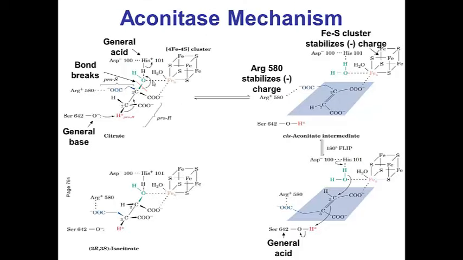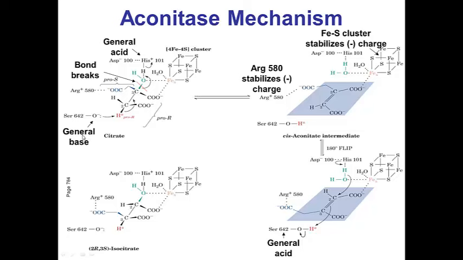Okay, so in the aconitase mechanism, the first thing you'll note is that we have this iron-sulfur cluster. We're going to see several of these, particularly in the electron transport chain, and they're going to serve different functions, but they're all involved in some type of metal ion catalysis. And here the role of the iron is to stabilize the negative charge on the carboxyl groups.